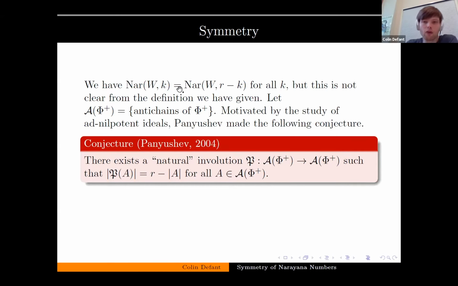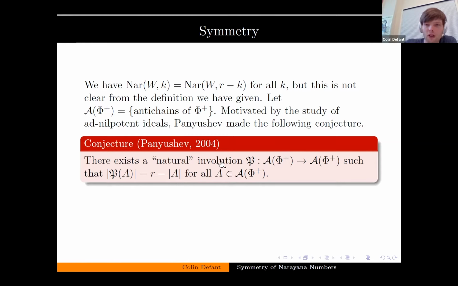And Panyushev was really interested in this symmetry property, and he was coming from an algebraic motivation where he was looking at things called ad-nilpotent ideals, which are certain ideals living in the Borel subalgebra of the semi-simple Lie algebra associated to the root system. The main point here is there's some algebraic motivation for looking at the symmetry. And he made this conjecture that there should be some natural involution, which we'll call P, which is defined on the set of anti-chains of this root poset, which realizes this symmetry in the sense that the cardinality of P of A is just the rank minus the cardinality of A for every anti-chain A.